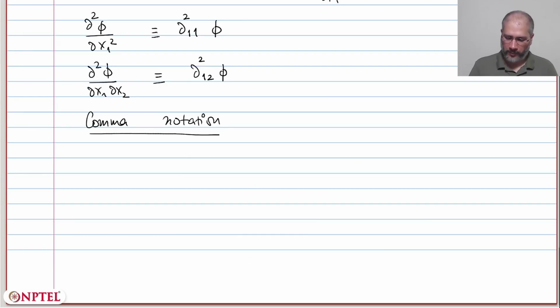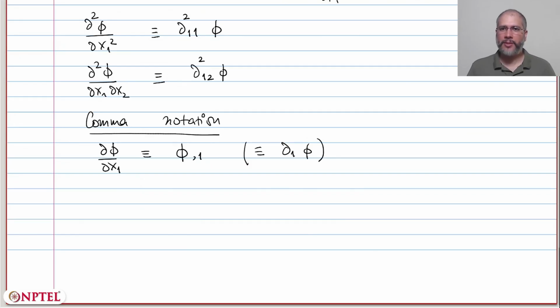So in this comma notation, this quantity, let's say del phi by del x1, will be written as phi with a comma 1. So that's even simpler than the abbreviated notation. So this is the same as writing del 1 of phi. So these are just notations. You just have to understand how to use them. And when you keep using them, then you don't have to think of the original derivative that you're talking about. It will automatically start meaning the derivative as you use this notation. So we will be preferring this comma notation in this course.